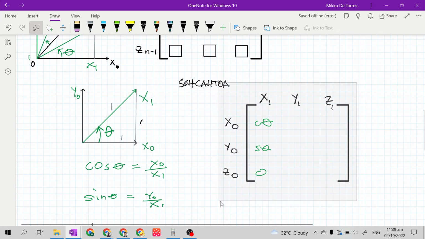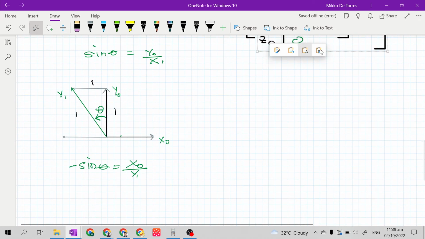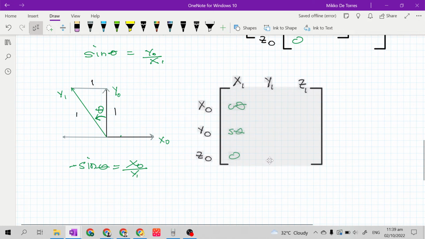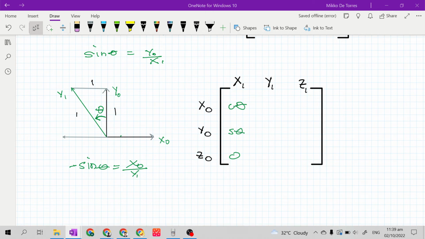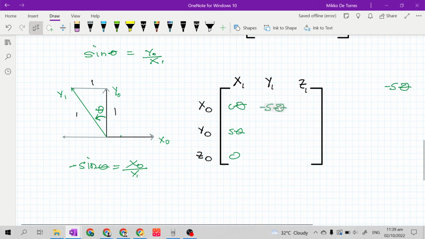Now we have a description of the projection of y sub 1 to x sub 0. So this will be negative sine theta. Okay, negative sine theta.